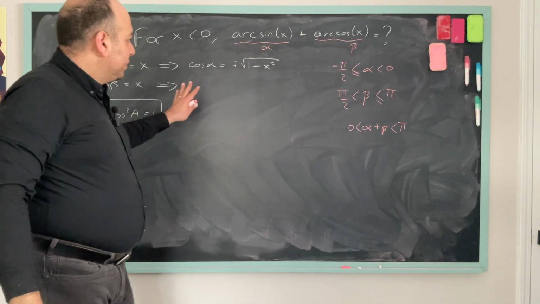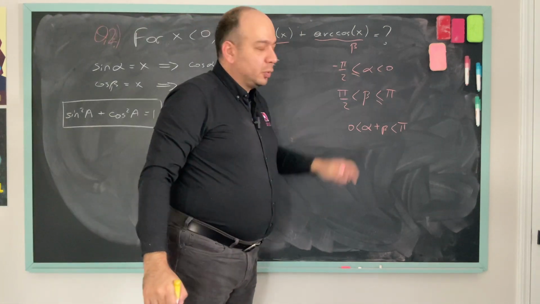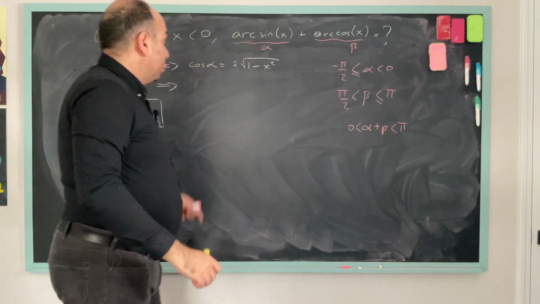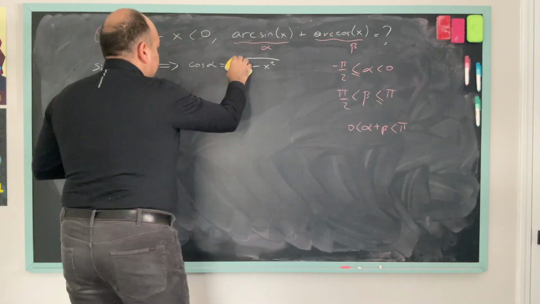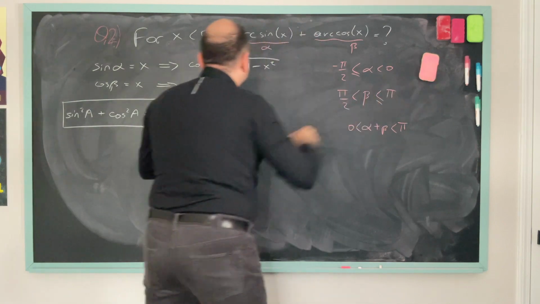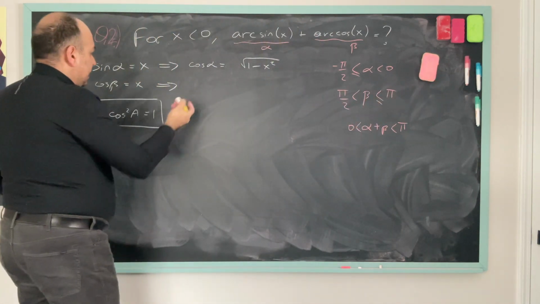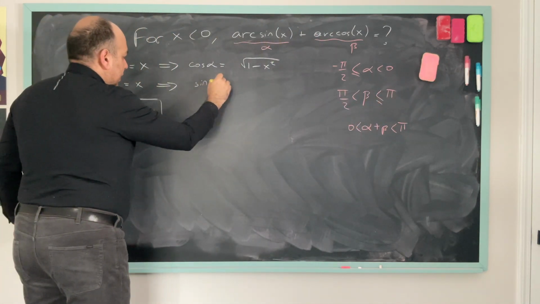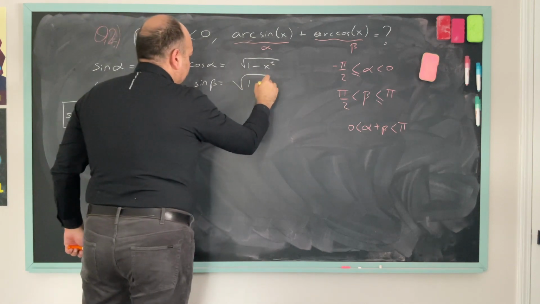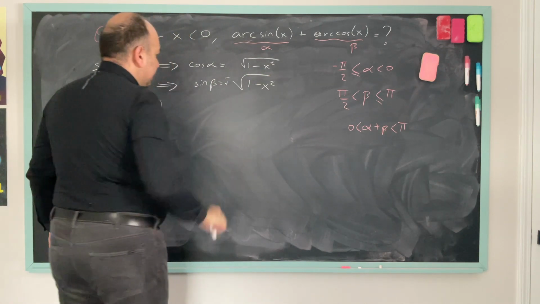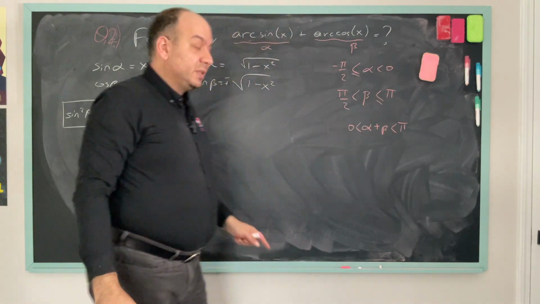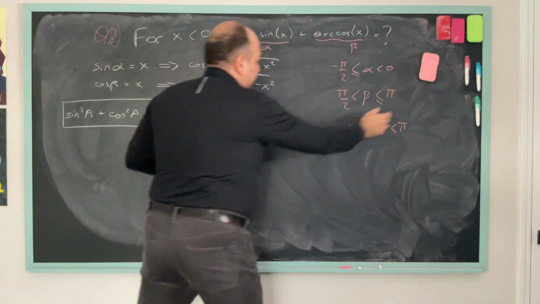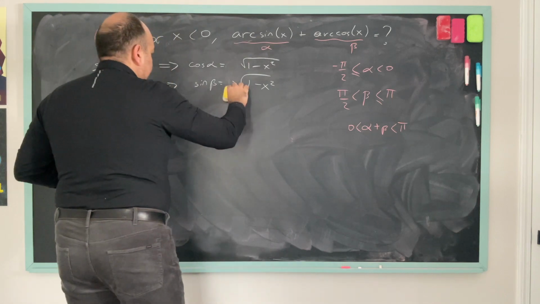But wait. Alpha is in the fourth quadrant, right? So cosine alpha is going to be positive there. So you can simply take the positive root. So how about sine beta? Similarly, sine beta is going to be plus or minus the square root of 1 minus x squared. However, now we are in the second quadrant, where the sine function is positive. So we simply take the positive root.